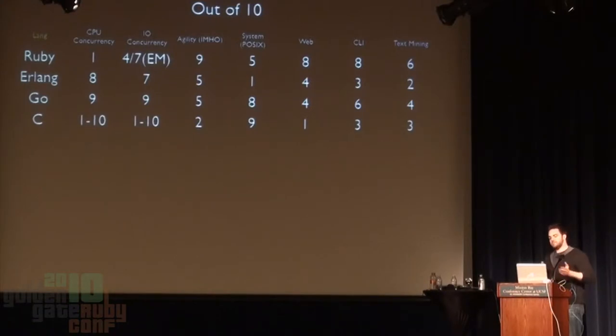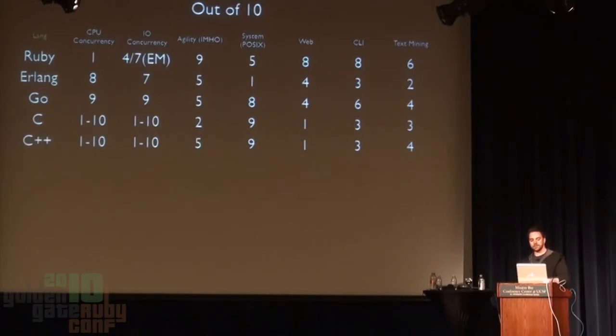C, IO concurrency. 1 to 10, depends on how smart you are, and how good you are. Agility, give it about a 2. System support, fantastic system support. Web, 1. CLI, what's that? I'll get to that. Trying to be fair. All right, so CLI and text mining, 3.